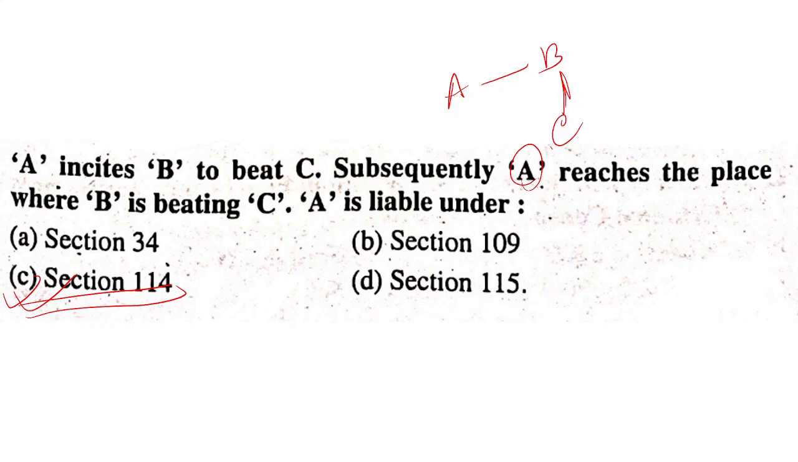Section 34 talks about acts done by several persons in furtherance of common intention. Section 109 provides the provision where the act abated is committed in consequence and no express provision is made for its punishment. And Section 115 provides for abatement of offense punishable with death or life imprisonment. So A is liable under Section 114.